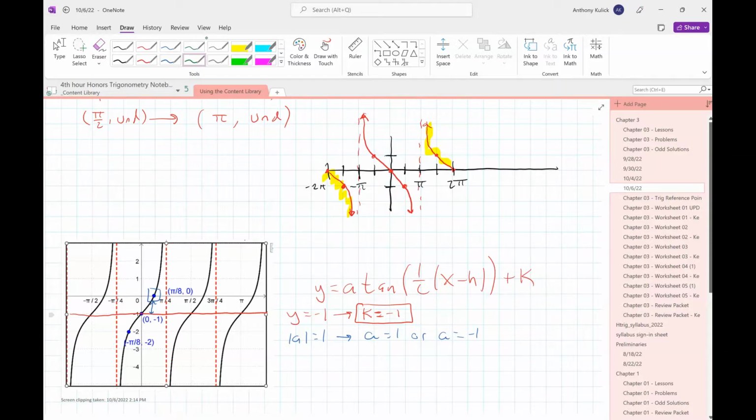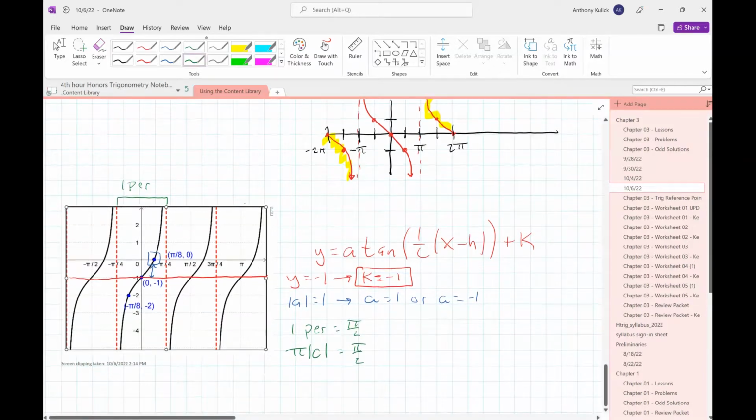How do I find the period? It's just the distance between the asymptotes, right? So if we go from negative π/4 to positive π/4, 1 period is π/2. So that's π over c equals π/2. So clearly c has to be then 1/2 or negative 1/2. Just like before, we're always going to assume the c to be positive valued.